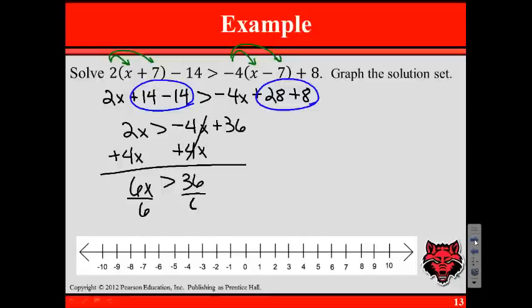We now divide both sides by 6. The 6's on the left-hand side cancel. We have x is greater than 36 divided by 6, which is 6. So because we're using the symbol greater than and not greater than or equal to, we'll have an open circle at 6. We use our arrow trick, which indicates we need to shade to the right. The number is greater than 6.